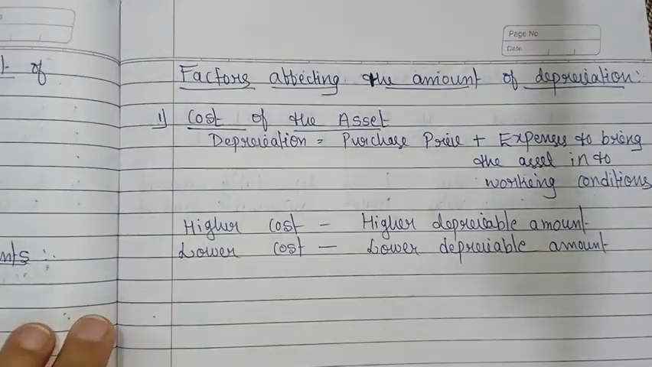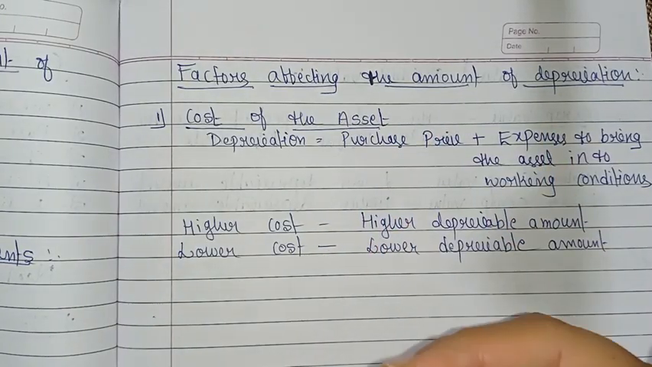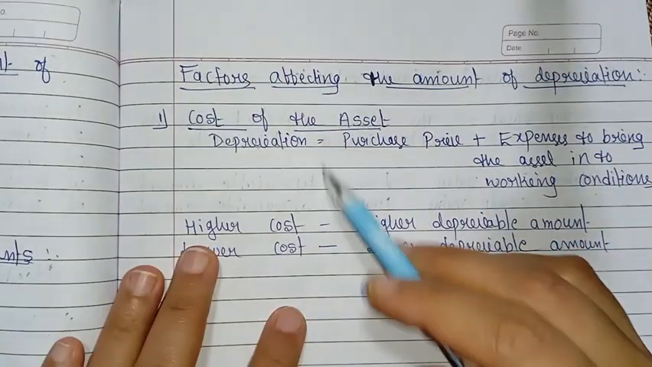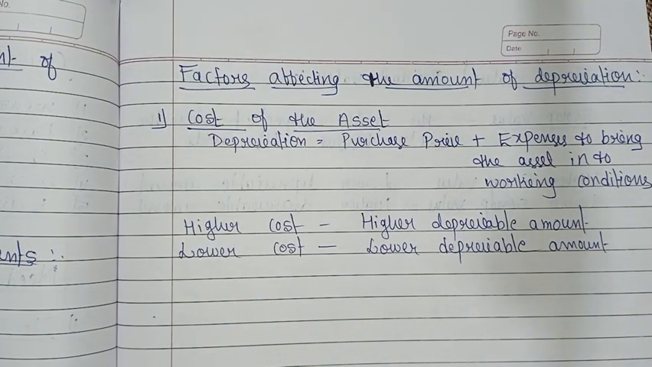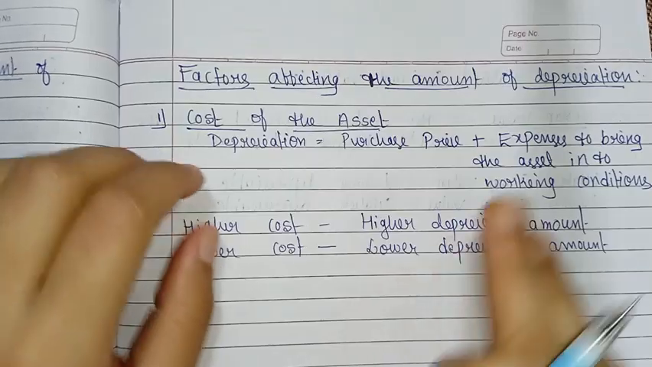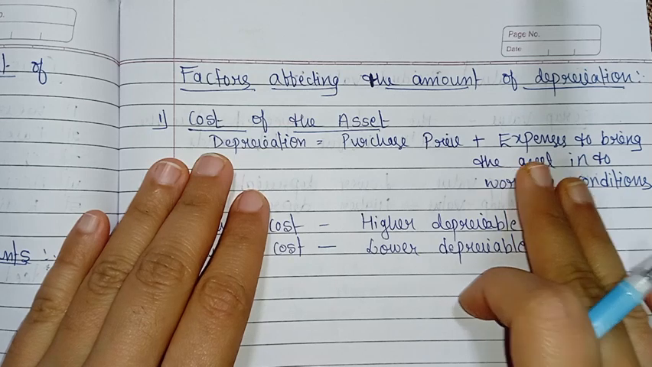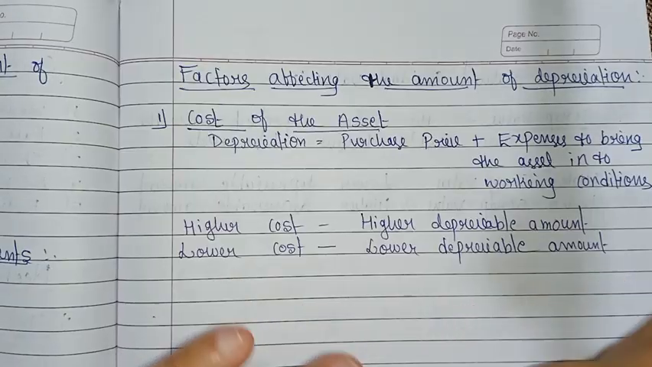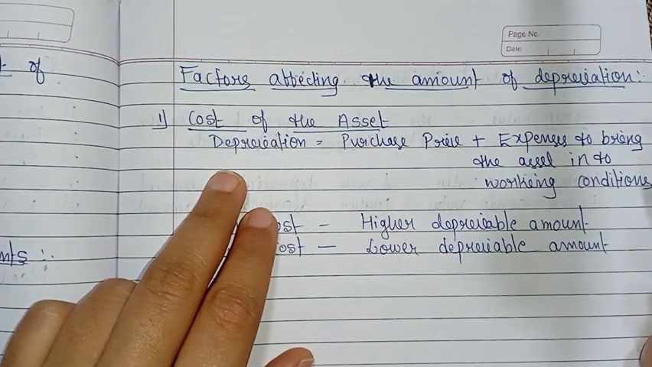So in today's class we are going to learn about the factors affecting the amount of depreciation. The first one is the cost of the asset. Depreciation is calculated based on the purchase price plus any expenses to bring the asset into working condition. So listen very carefully. The first factor affecting the amount of depreciation is the cost of the asset.